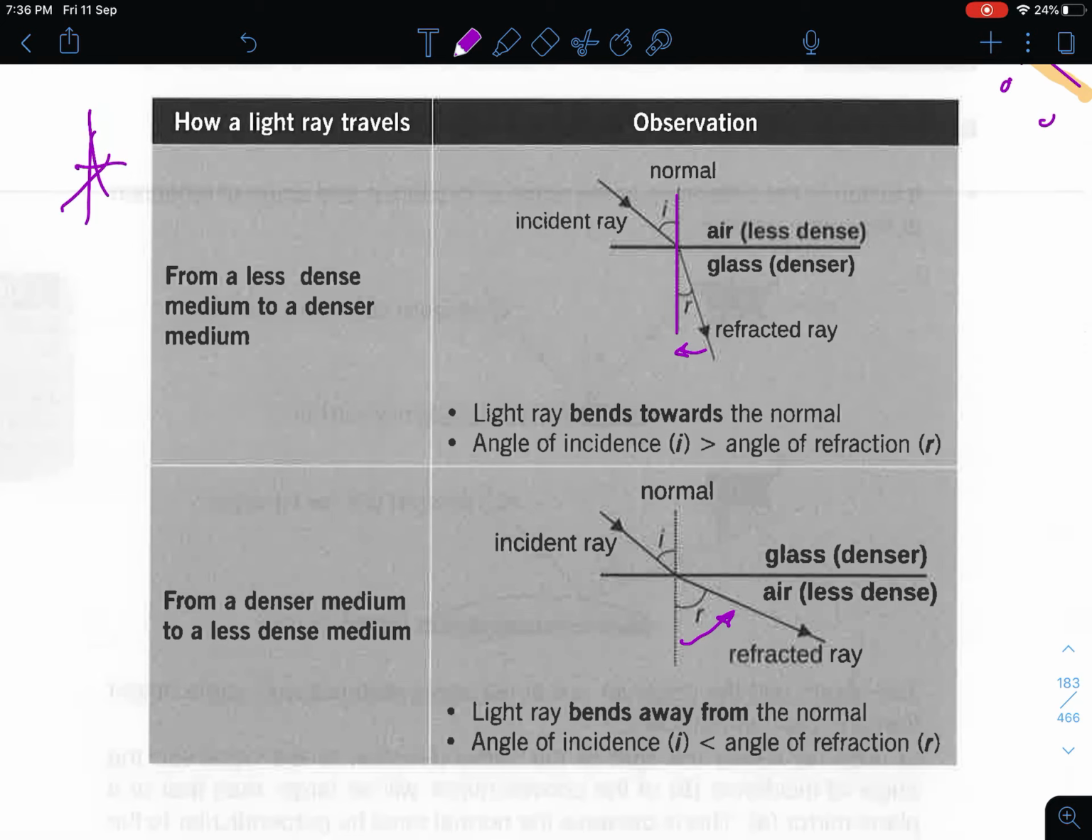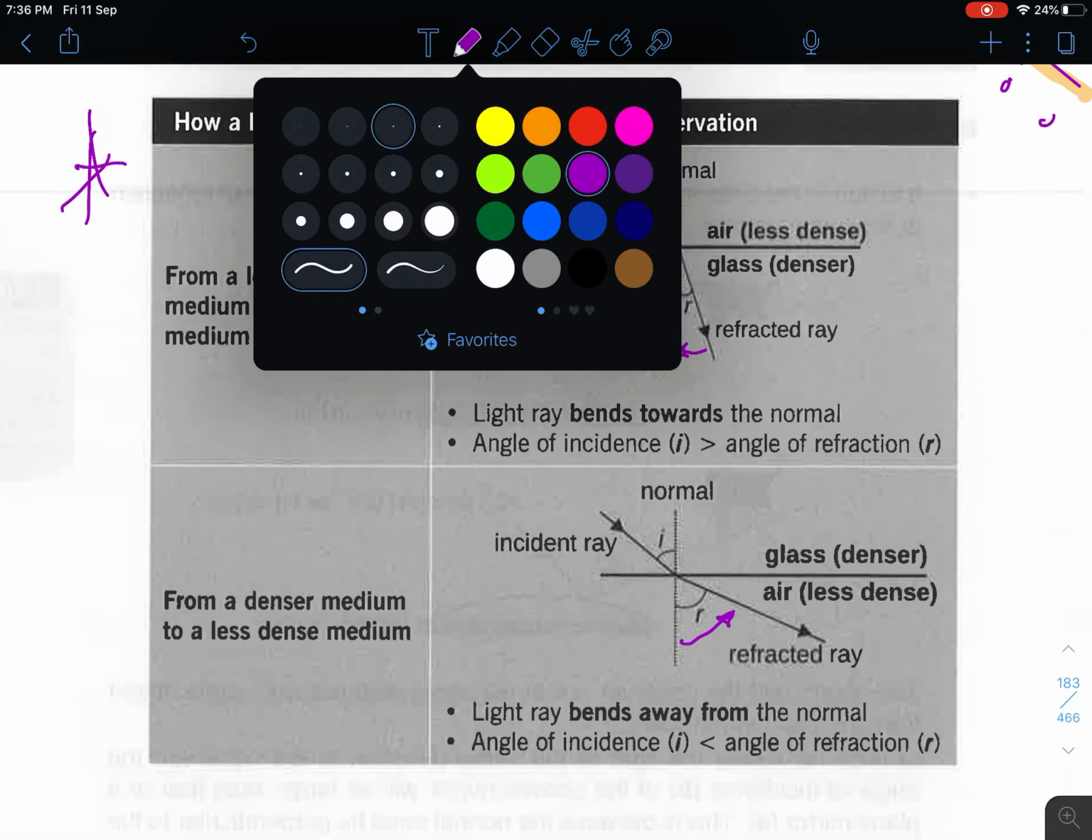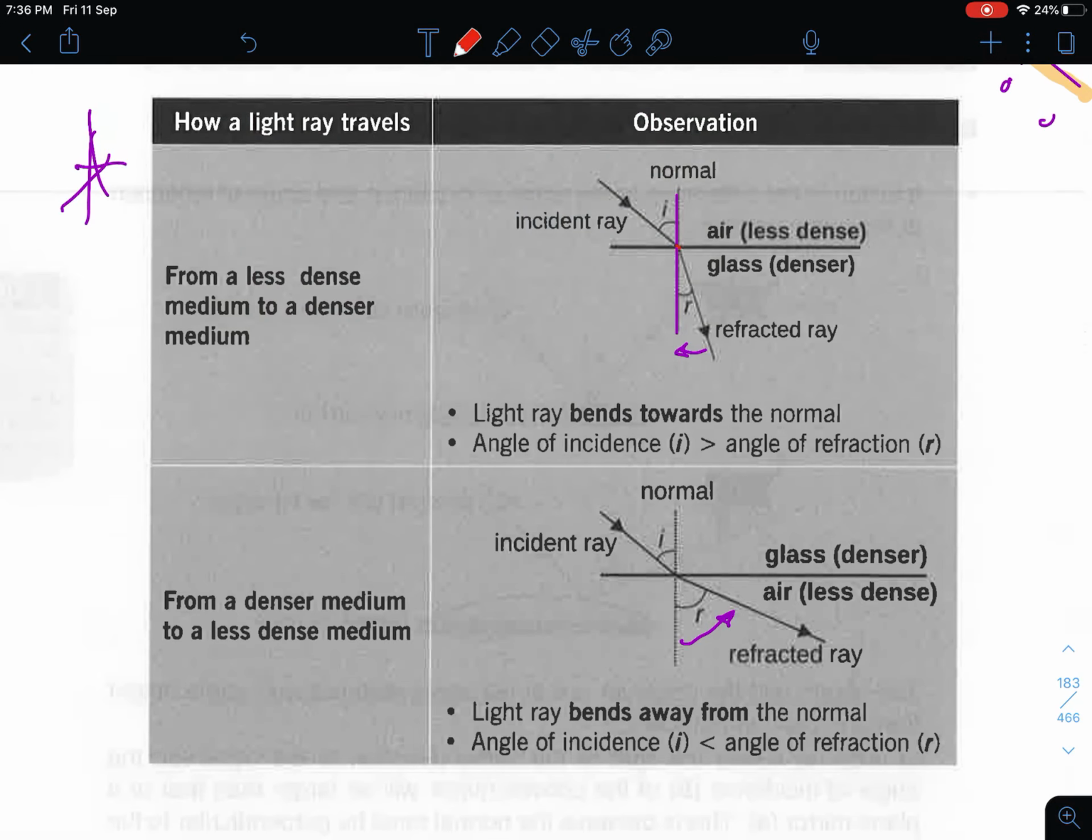So in this case, let's say we have this red line to be the imaginary line. In the event that it's of the same optical density, then you will move straight, right? There will not be much bending of light. So from this, you could see how much it bends away.